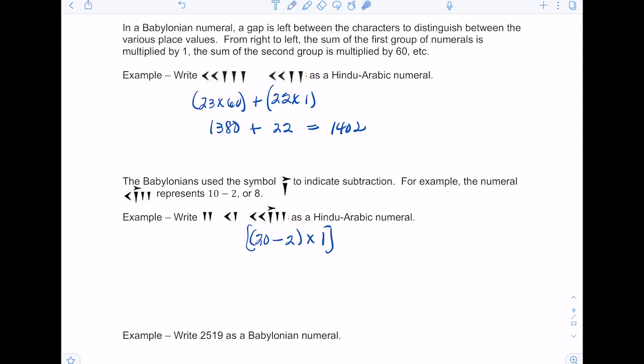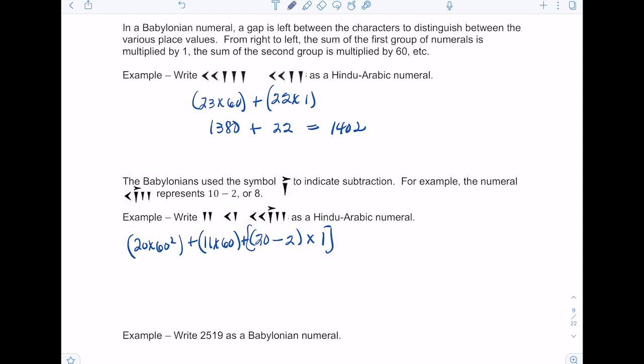And then here we've got 10 plus 1, which is 11, and we're going to multiply that by 60. And then in this first group here, we have 20 times 60 squared. Okay, so it's 60 to the 0 power, which is 1, 60 to the first, 60 to the second, as you go from right to left.